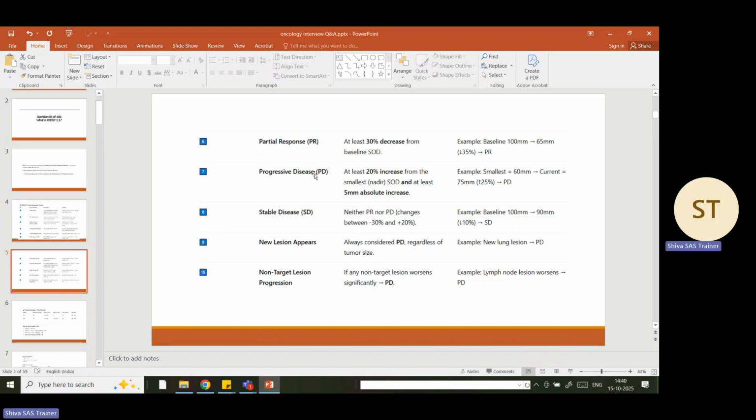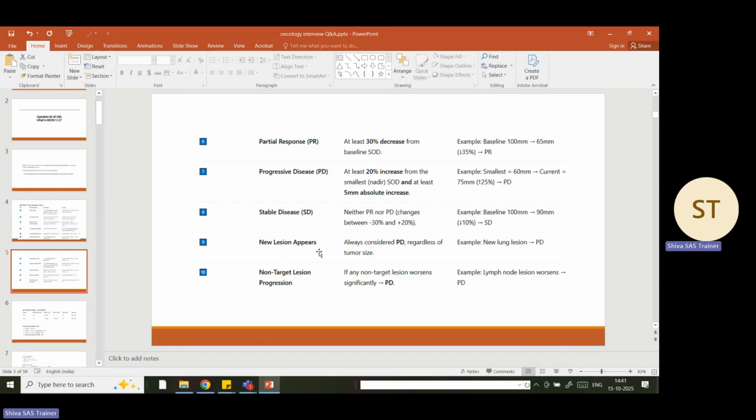And progressive is nothing but, instead of a decrement, an increment happens. So at least a 20% increment, we can call progressive disease. So 60 is there, and after a few days instead of decreasing it became 75, so that is progressive. Stable disease is neither PR nor PD, so it is stable. That type of response we can call stable disease.